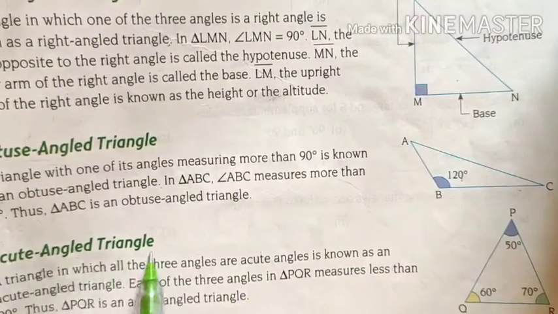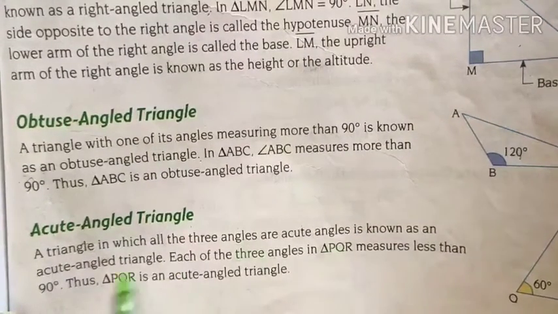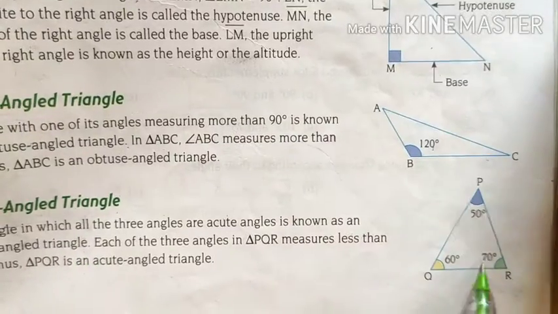Then acute angle triangle. Here a triangle in which all the three angles are acute is known as acute angle triangle. And then this one diagram.